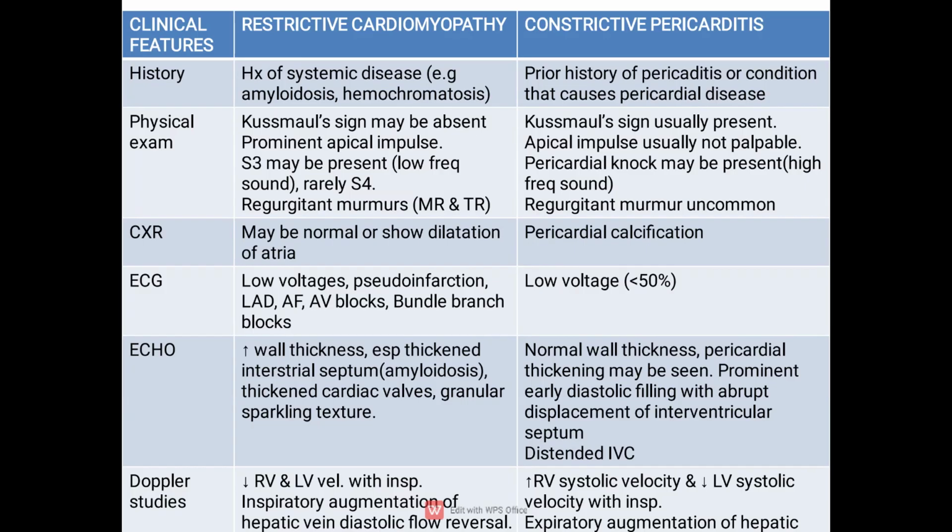Now, for the Doppler studies, in restrictive cardiomyopathy the right ventricular velocity is reduced. Both the right and the left are reduced with inspiration, whereas for constrictive pericarditis, the right ventricular systolic velocity is increased, while the left ventricular systolic velocity is reduced with inspiration.